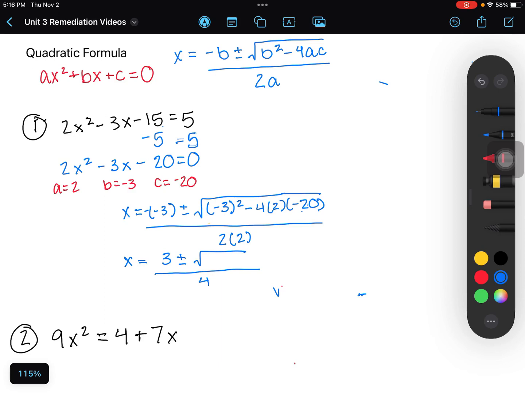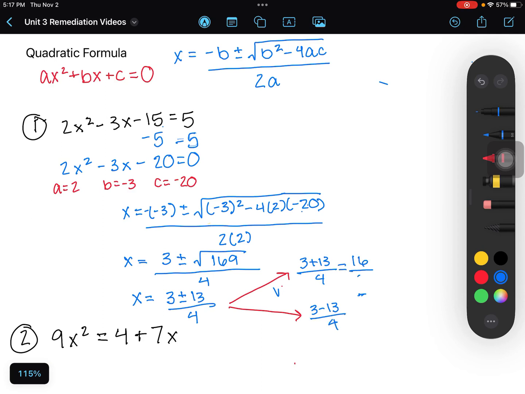So 4 times 2 times 20, 160 plus 9, we get 169. And then we're going to take the square root of 169. And that's 3 plus or minus 13 over 4. Because of that plus or minus sign, we have to split this into two different answers. Okay, and we have one answer that's going to be the positive version. So 3 plus 13 over 4. And 3 minus 13 over 4.